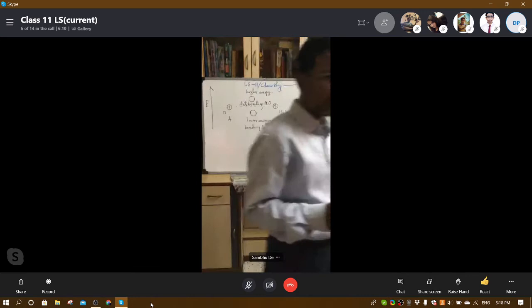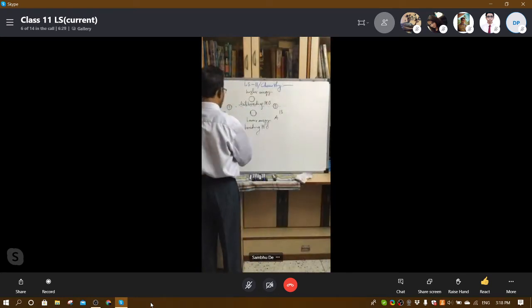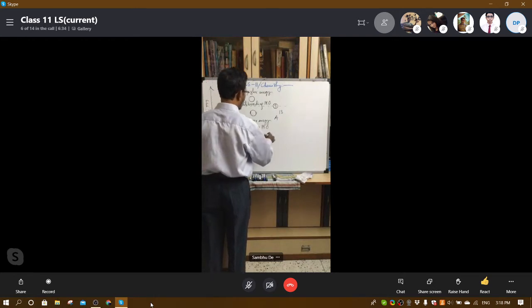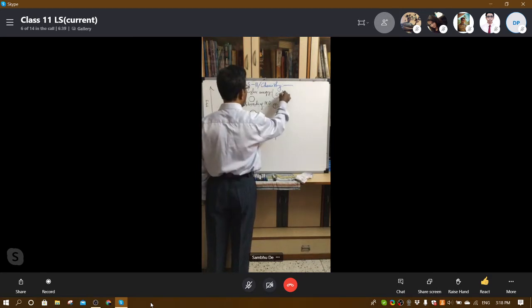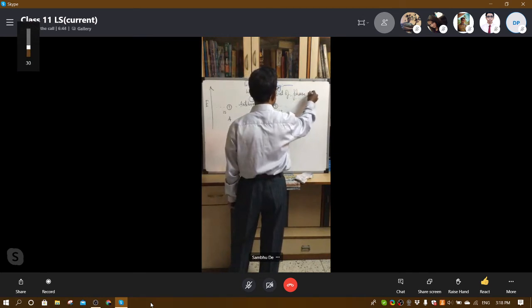And as I told you, both the orbitals will be around the two nuclei. There are two atoms. Both the nuclei will be surrounded by the electron cloud of these two orbitals, bonding and anti-bonding. This is formed by in phase overlap, whereas this is out of phase overlap.